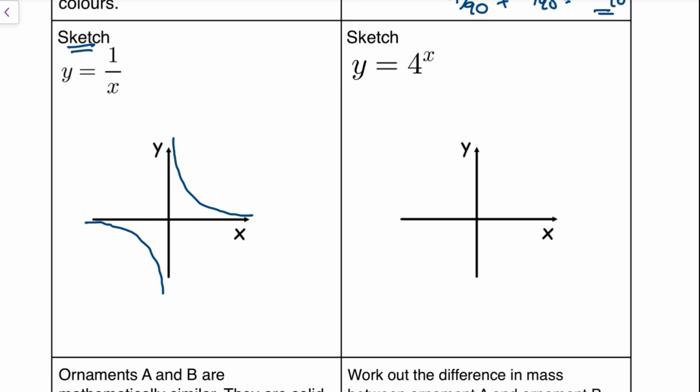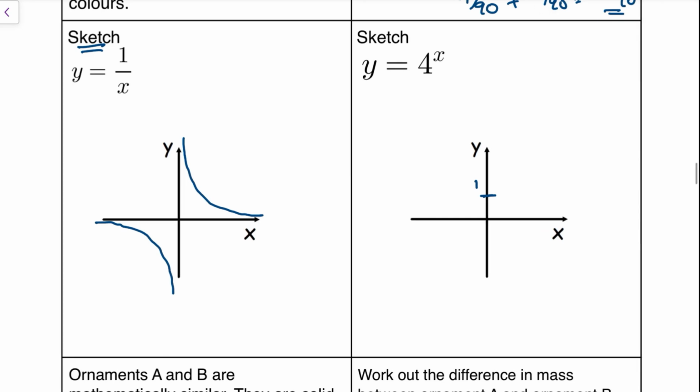The sketch of 4 over x has one main detail, and that's it goes to the point 1, because anything to the power of 0 is always 1. So therefore, again, asymptote here, going through the axis at the y-axis at 1, and then carries on up exponentially, hence the point of the curve.